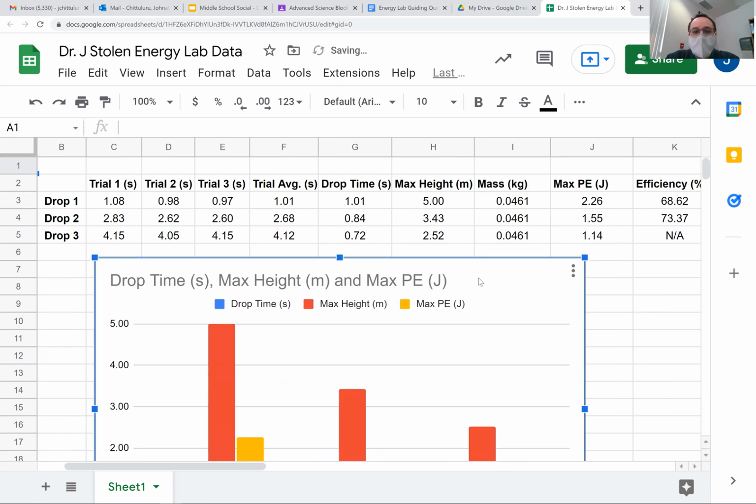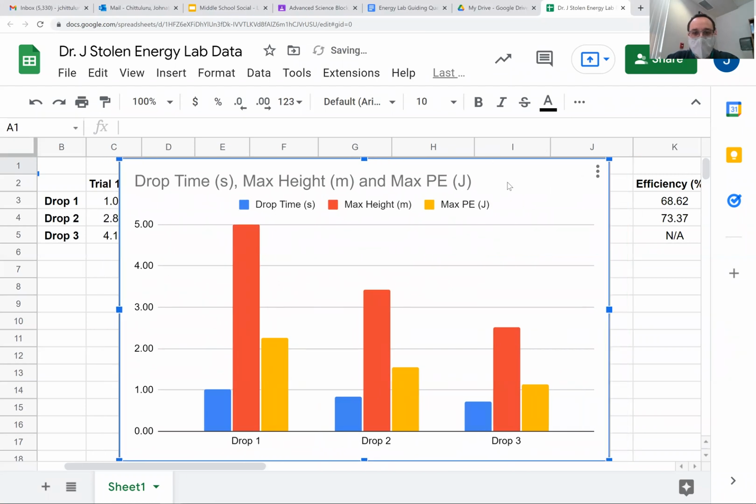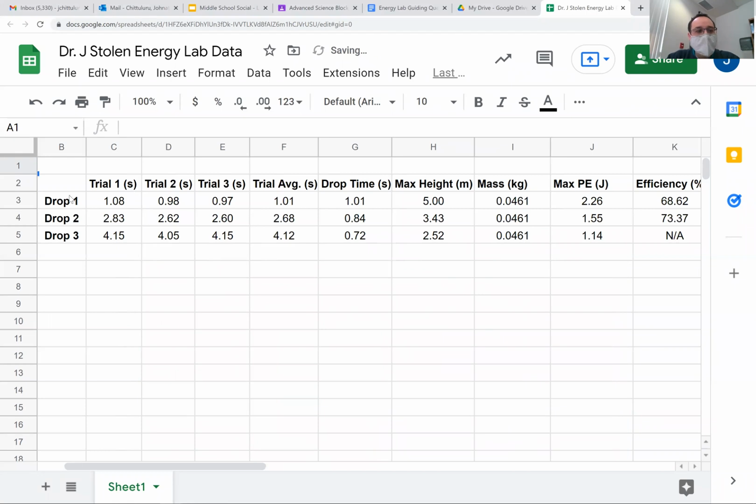Okay, so what you guys are going to do with this is you're going to make a graph. Okay, so this is what the graph's going to look like. So this is where we're going, right? Let me delete the graph so I can then show you how to make the graph. Delete. Okay, so here's what you want to do.